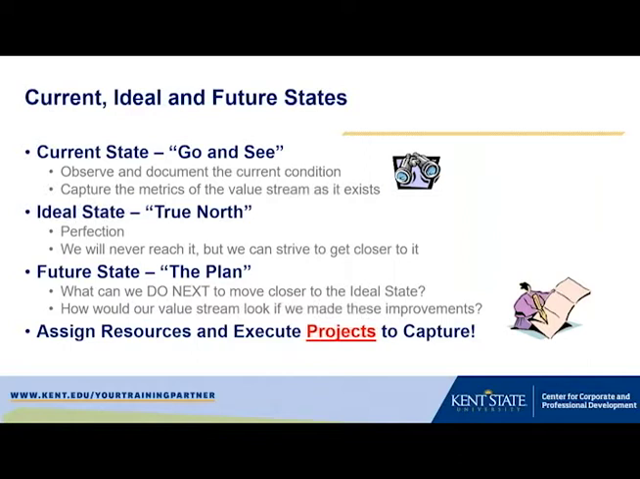And once we know where we're currently at and we know what the ideal state is, we can start to formulate a plan of a future state or a future condition that would get us closer to the ideal state, that would remove some of the waste or the overburden or the variation from our processes and allow us to better serve customers.